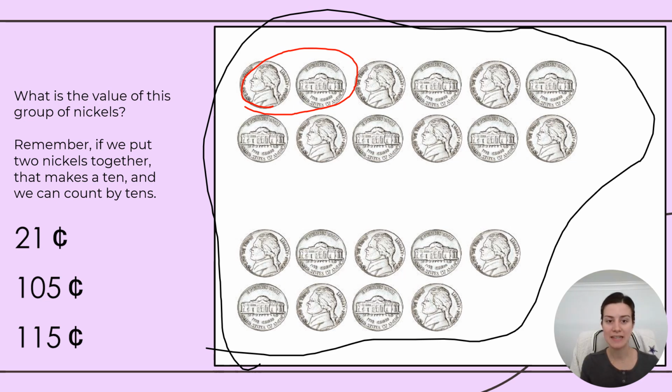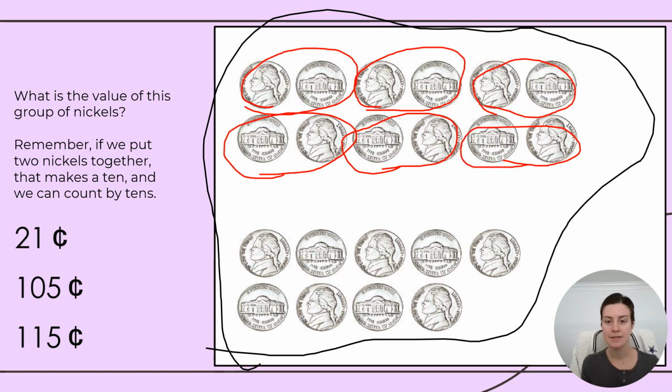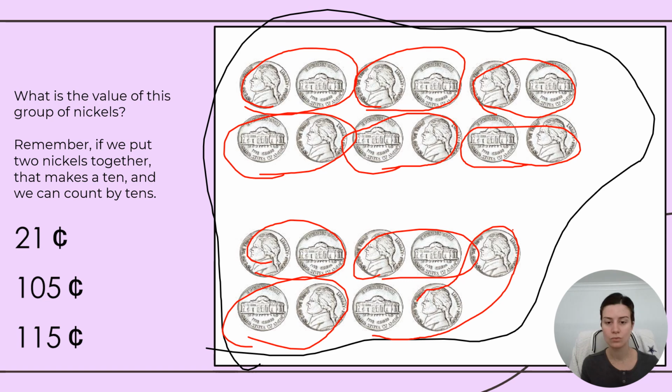Okay, so I'm counting by tens by drawing a circle around two nickels. Ready? 10, 20, 30, 40, 50, 60, 70, 80, 90, 100, 105. 105 cents is my correct answer.